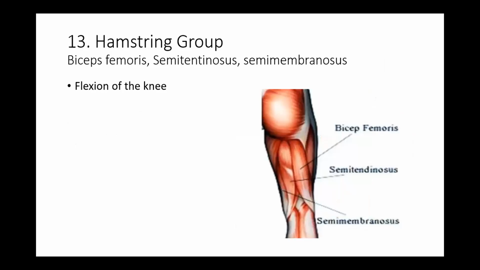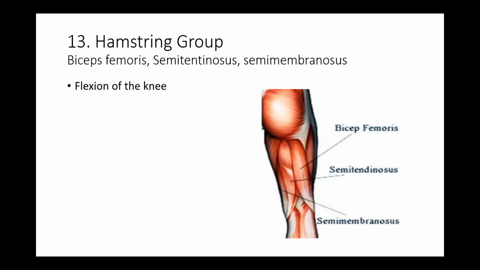Number 13, your hamstring group. Now, as promised, here are the 3 muscles that make up your hamstring, and I have them labeled on this PowerPoint, which is available to you on Canvas under Unit 6, PowerPoints and Notes. Biceps femoris, semitendinosus, semimembranosus.